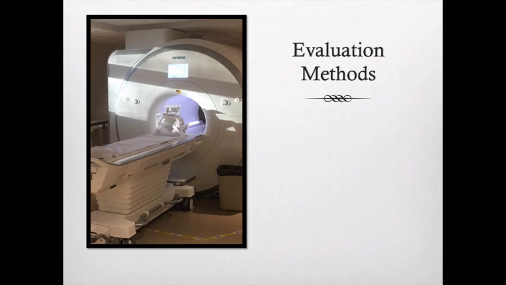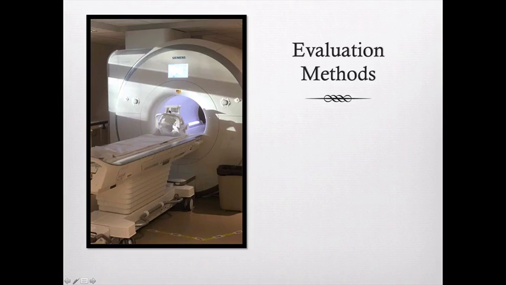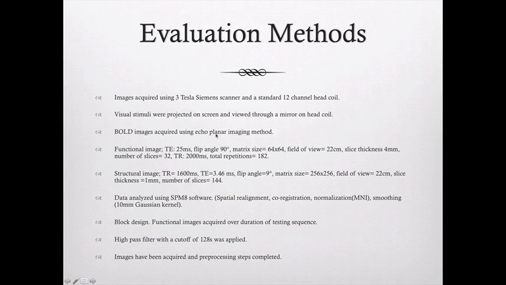Evaluation methods: we basically used a Siemens 3T scanner, where 3 Tesla is the measure of the magnetic strength, and we have this head coil here. We used a 12 channel head coil. Visual stimuli were projected on this mirror here, and BOLD images were acquired using the echoplanar imaging method. These are just the times that define the resolution and the intensity of any particular voxel, or brain pixel, 3D brain pixel, if you will.